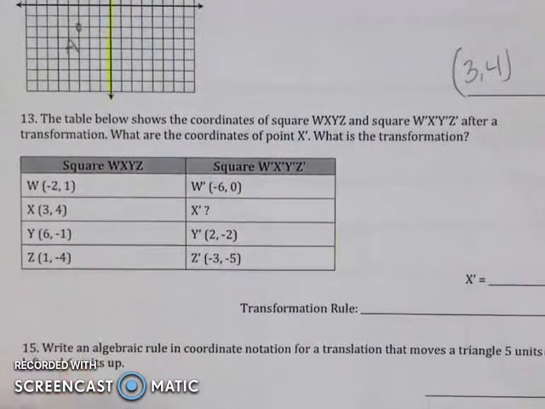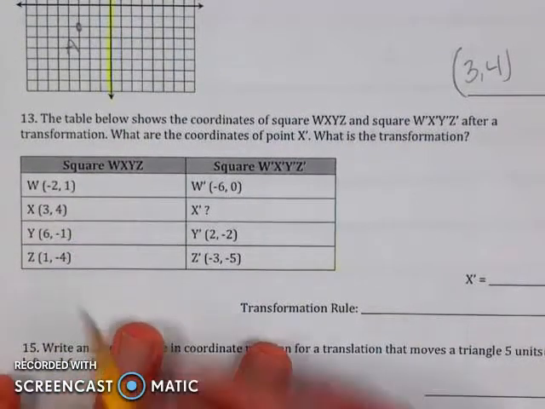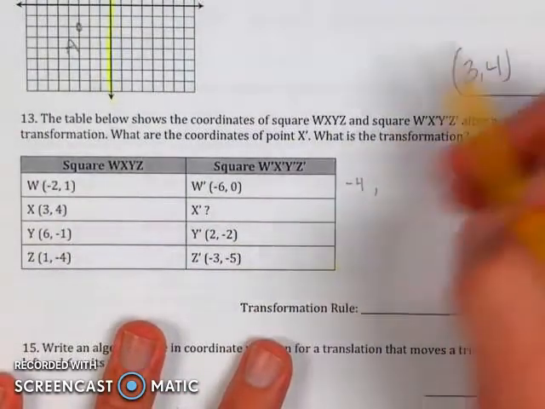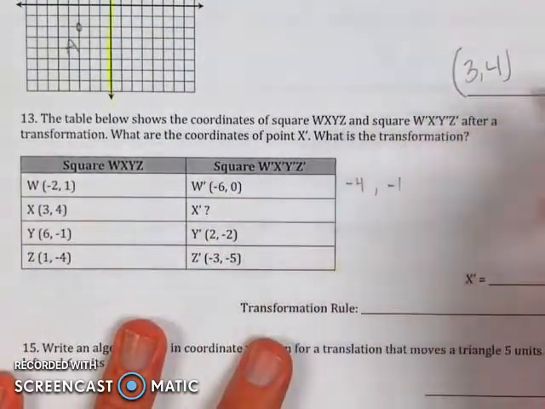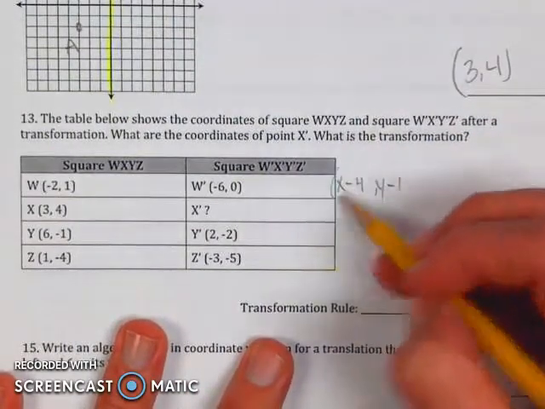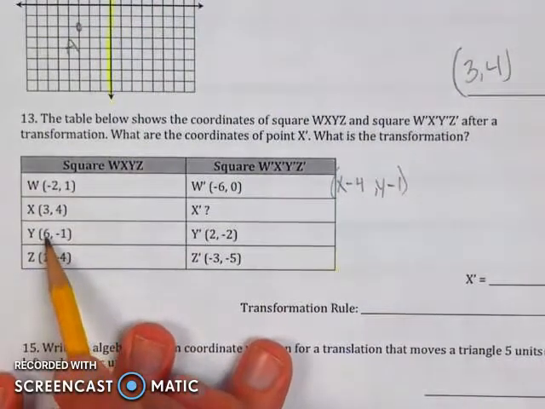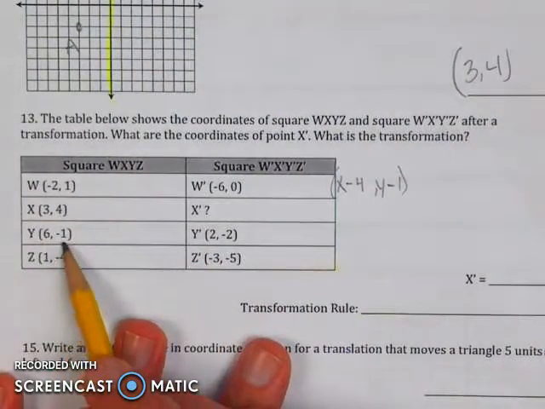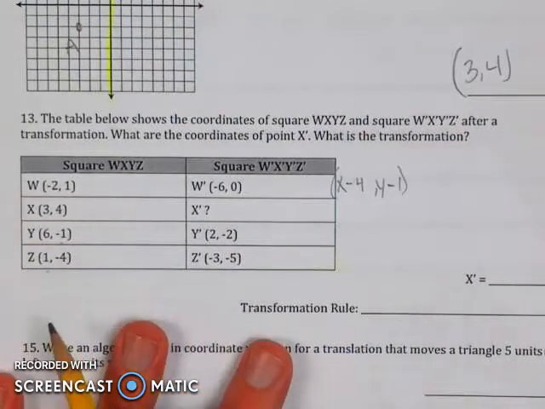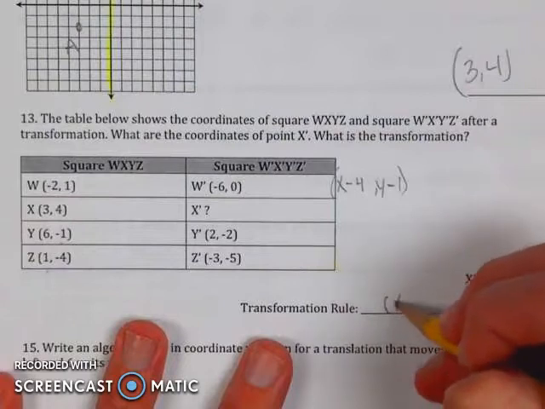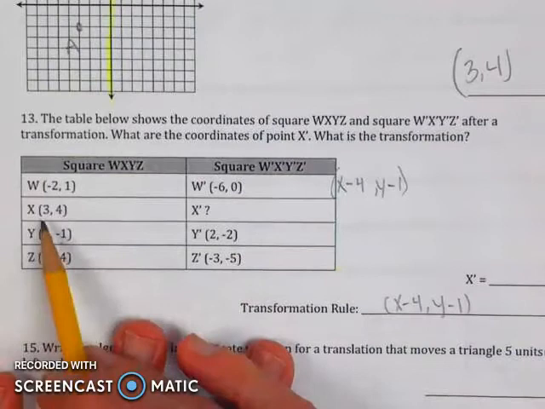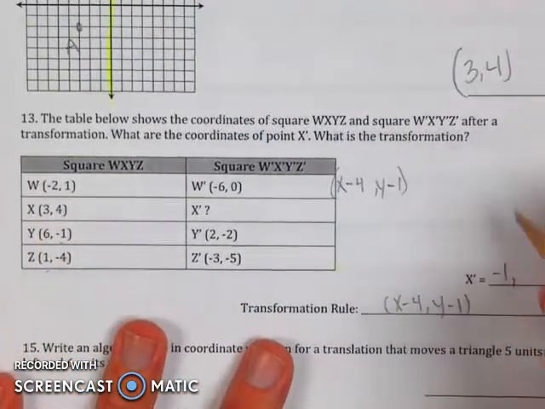All right, this next one, I'm using the table to figure out my rule. I'm going from -2 to -6. That sounds like I'm subtracting 4 from the x, and then 1 to 0, I'm subtracting 1. So x minus 4, y minus 1. If I look, that rule holds the same. 6 minus 4 is 2. -1 minus 1 is -2. 1 minus 4 is -3. -4 minus 1 is -5. So that rule will work. x minus 4, y minus 1. And then our new one is going to be -1, 3.